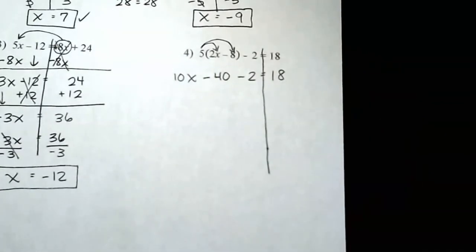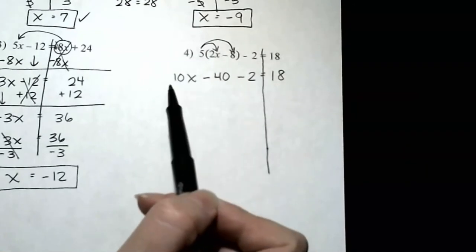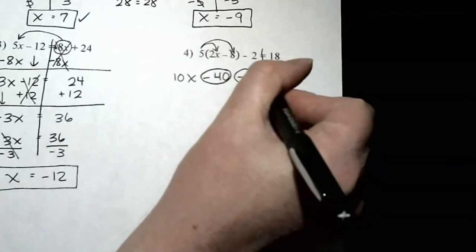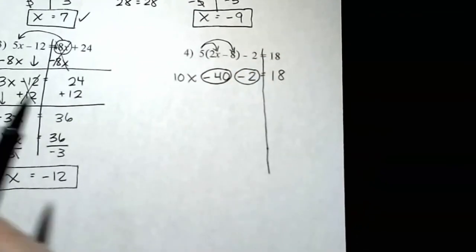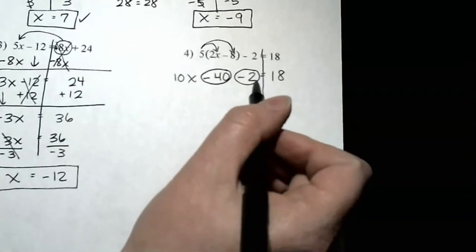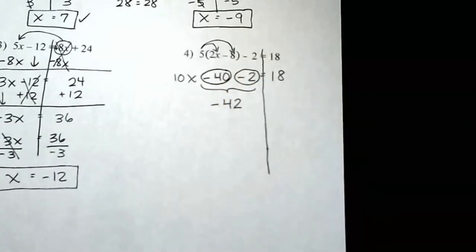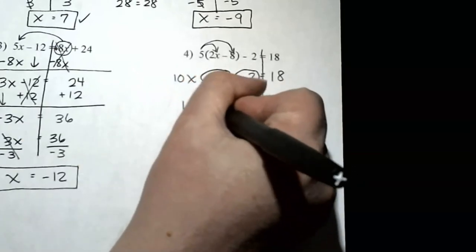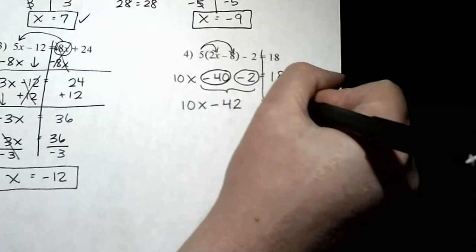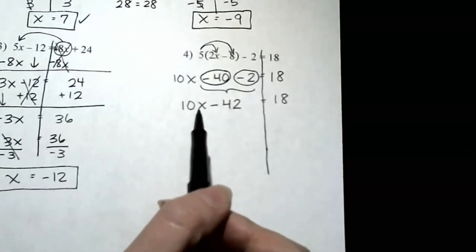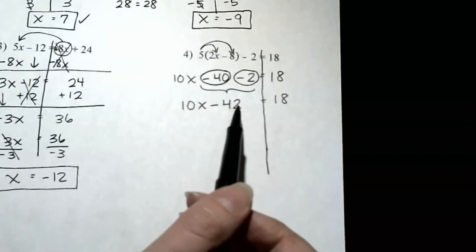Okay, now on the left side of the equal sign, I still see stuff that I can combine. So I'm going to put together my two constants, my two numbers. Negative 40 minus 2 is negative 42. So those two can be combined, and then I'm going to drop the 10x down and bring the 18 down. Okay, as far as simplifying, that's as much as I can do. I can't combine the 10x with the 42 because this one does not have the x.